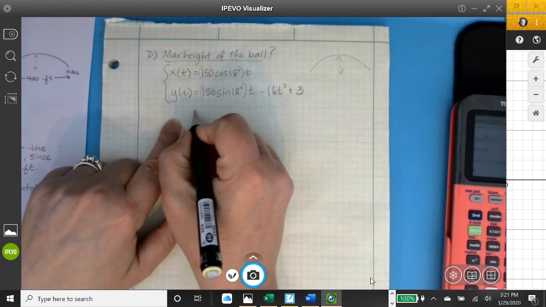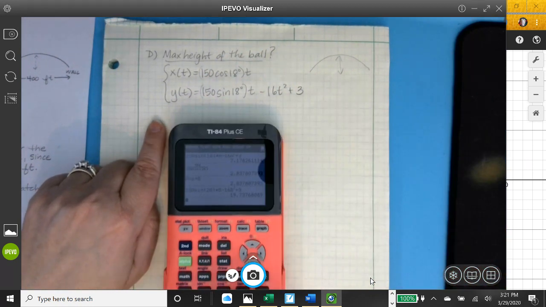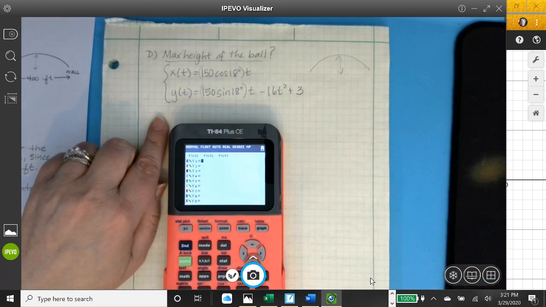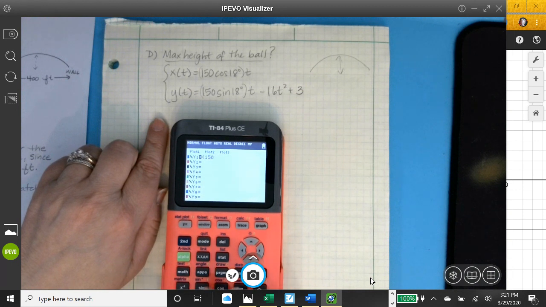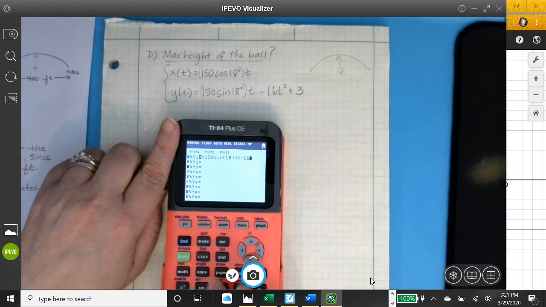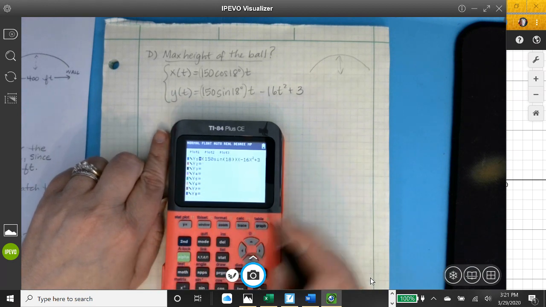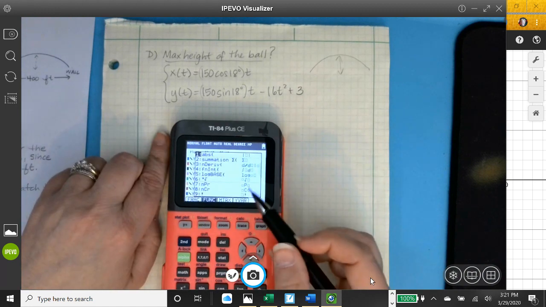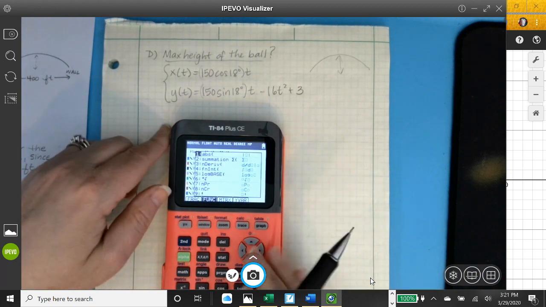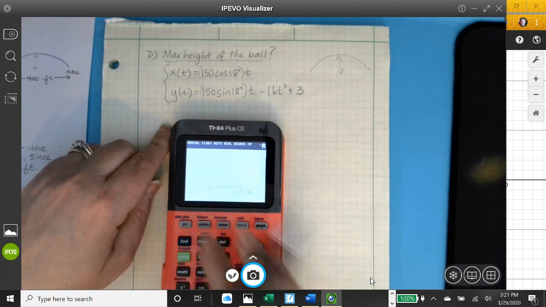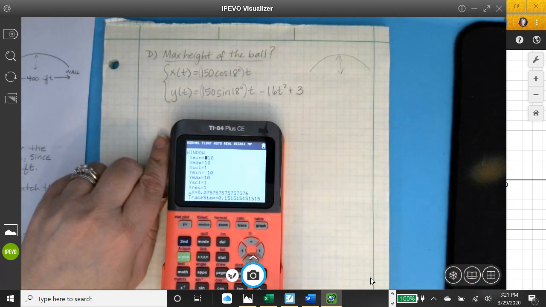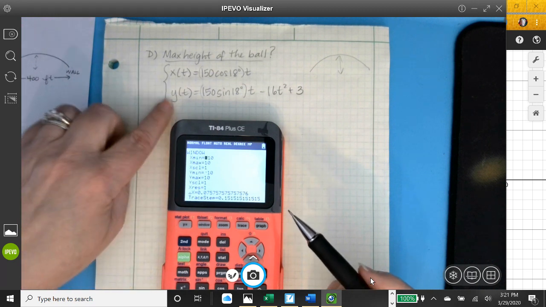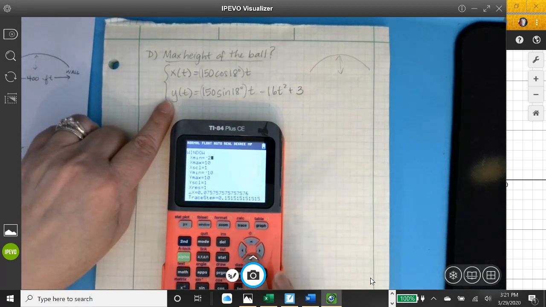So I'm going to set this in my calculator. I'm going to go into y equals and enter parentheses 150 times the sine of 18 degrees, close parentheses, times x minus 16 x squared plus 3. And I'm going to have to change the window, I'm sure. Let's go to the window. My y min, I'm going to just make it -2 so I can see the axes.